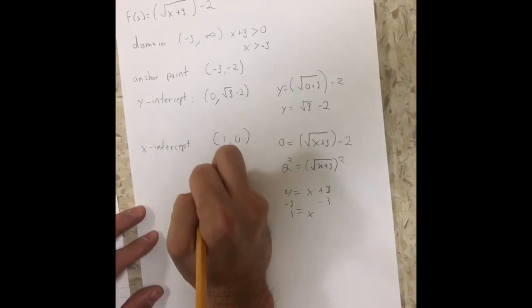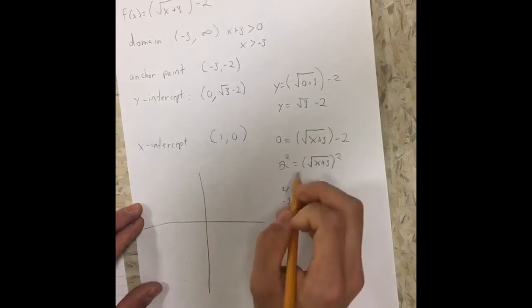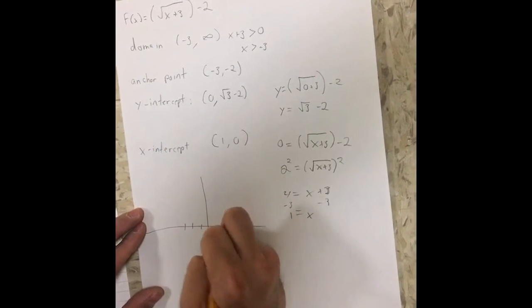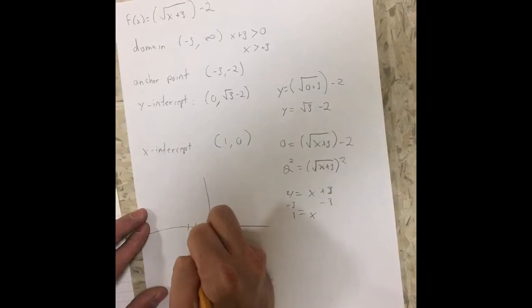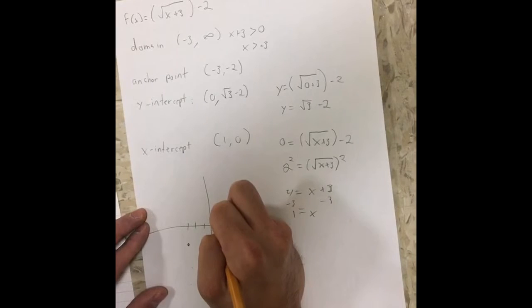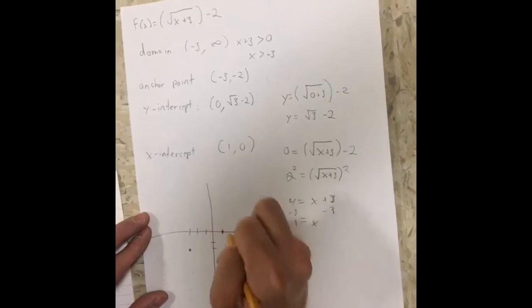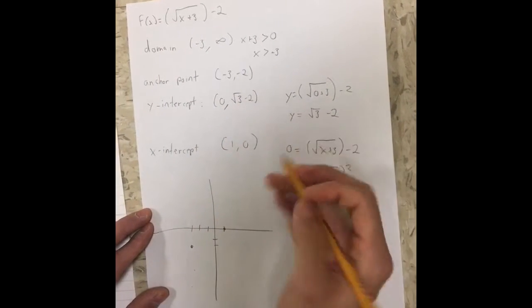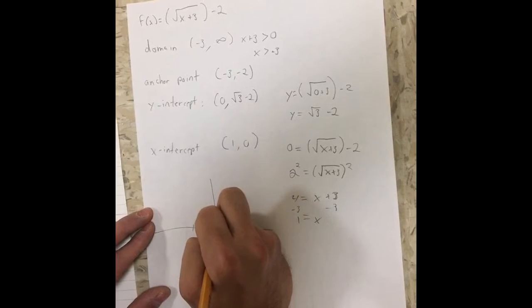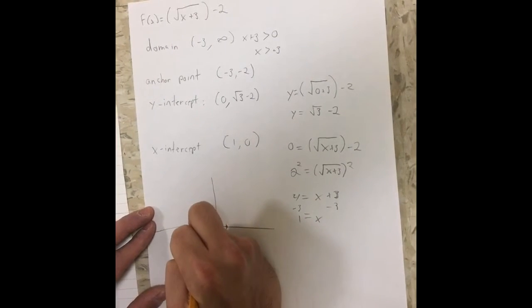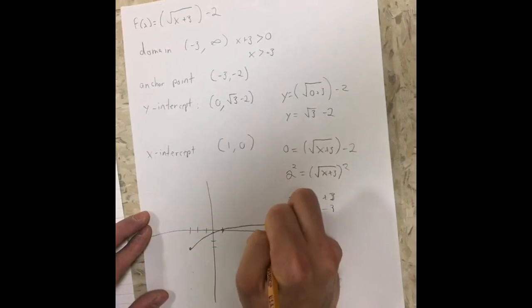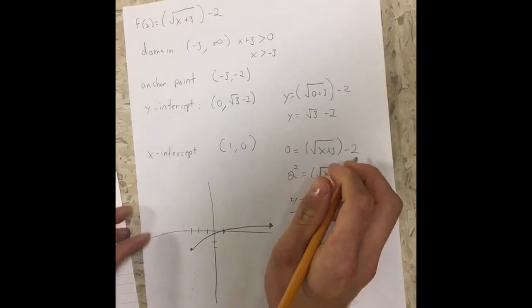And if we were to graph this, let me just do a quick graph right here. We'll start with the anchor point. So negative 3, negative 2. So that's going to be the anchor point. And my x-intercept is going to be 1, 0. So this is going to be my x-intercept, and my y-intercept is square root of 3 minus 2, which is close to 0. But it's a negative number, so it'll be somewhere in here. And we'll do this. Alright, so that's for the first part of my problem.